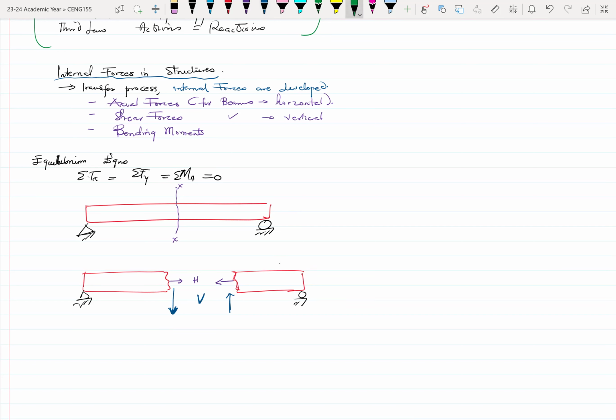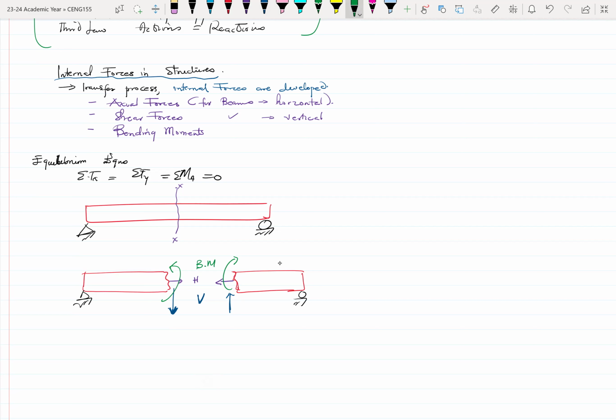Then you also have moments. The moment here is what we call the bending moment. So let's make it be a bending moment. Anytime you cut any point along your beam, you'll find this behavior. These are what we call the internal forces in the beam.